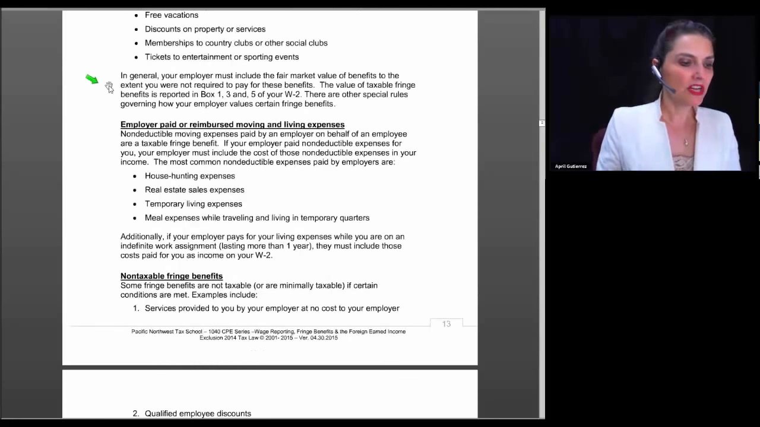Moving on, in general, your employer must include the fair market value of these benefits to the extent that you are not required to pay for these benefits, and the value of fringe benefits is reported in boxes 1, 3, and 5 of your W-2, and there are special rules that govern how your employer values certain fringe benefits.